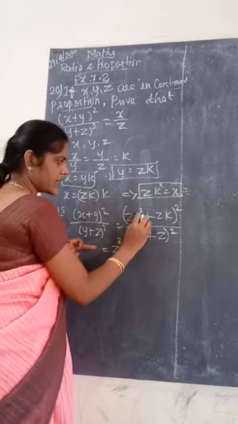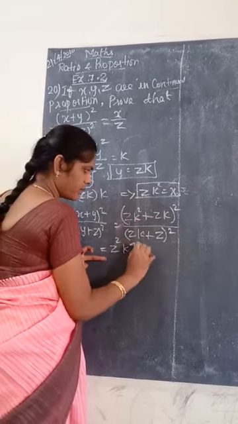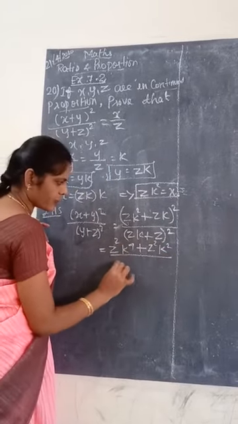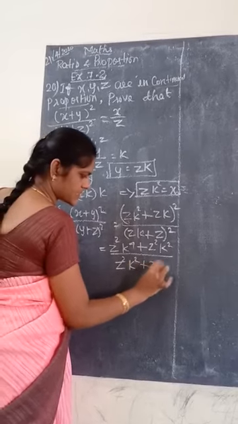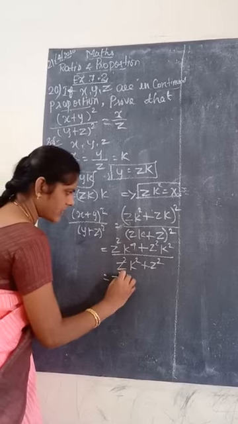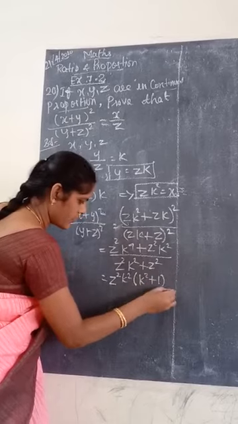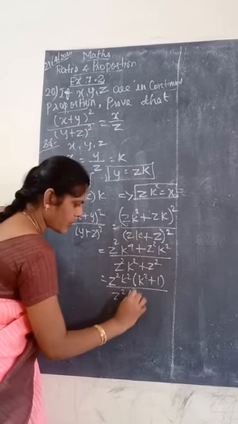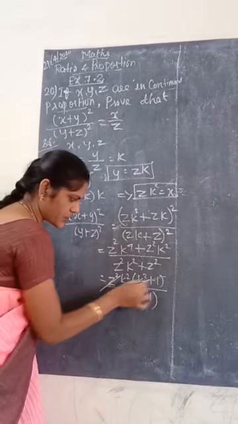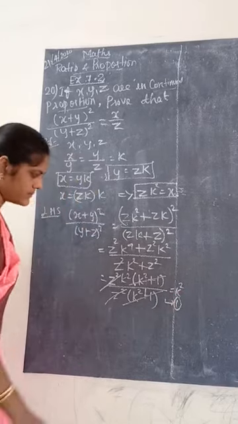So k square z square, k square into k square, k power 4 plus z square k square, divided by, here also the same form, z square k square plus z square. Here z square and k square are common, take them out. What is the remaining term? k square plus 1, divided by, here also take z square as common, remaining k square plus 1. Now z square cancels, k square plus 1 cancels, equal to k square. Take this as equation number 1.